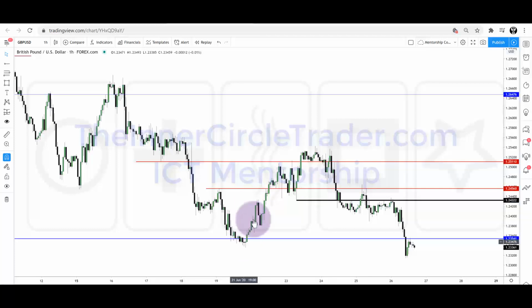You can buy it here. You can buy the optimal trade entry in here. You can buy in here with a fill here. You can sell the reversal. Sell the reversal. How many trades is that?